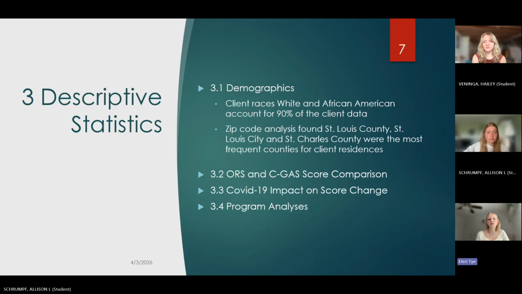Then we look into our descriptive statistics, which will be our demographics. Our client races were white and African American, which accounted for about 90% of our client data. We then looked into the zip code analysis. We found that St. Louis County, St. Louis City, and St. Charles County were the most frequent counties for our clients' residencies. Further down, we'll look into ORS and CGAS score comparison, as well as COVID-19 impact on score change and program analysis.